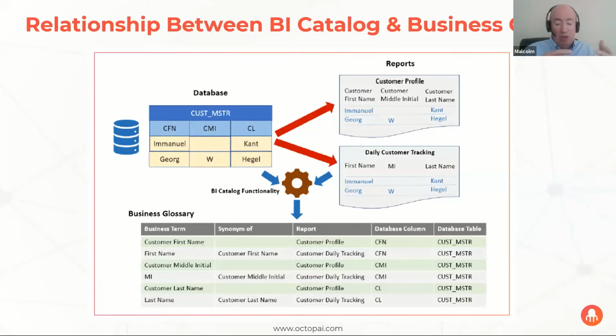So we can see we've got customer first name, it's got a synonym of first name, it's in a report such and such, customer profile or customer daily tracking, it's coming from this database column, from this table. So you can see that the business glossary in conjunction with the automation provided by the BI catalog is fusing together the technical information with the business understanding so that everyone can understand what's going on. You've achieved BI intelligence, not just in some technical way, but even to the extent that it's business user understandable.